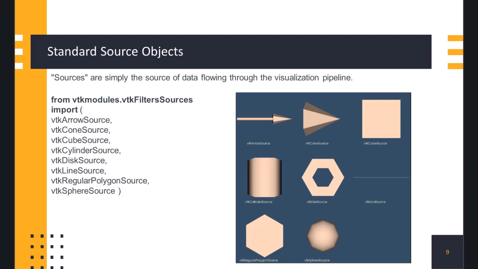The vtkFiltersSources module in VTK provides a variety of classes for generating synthetic or procedural data sources. These sources are useful for creating test datasets, visualizations for demonstrations, or generating geometric primitives for further processing and testing purposes.